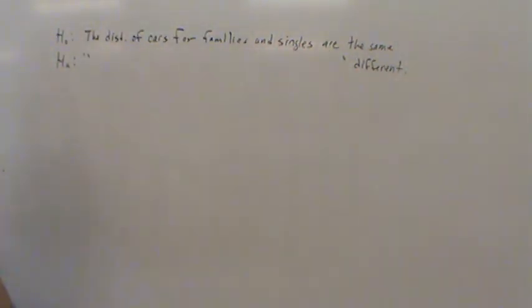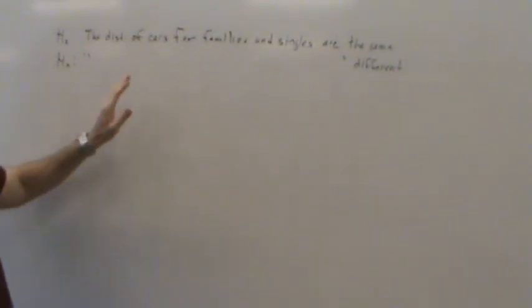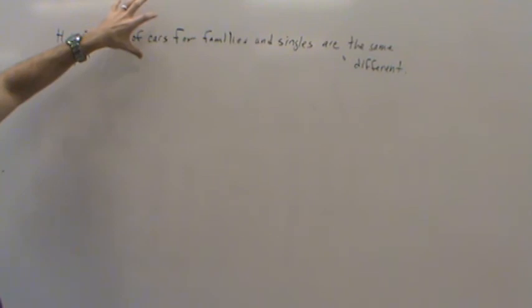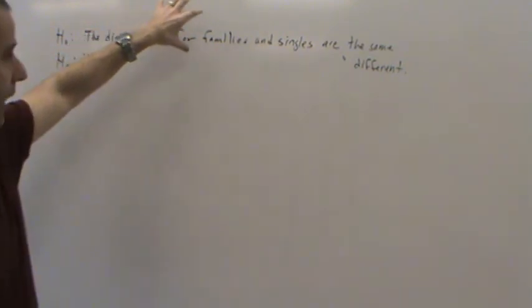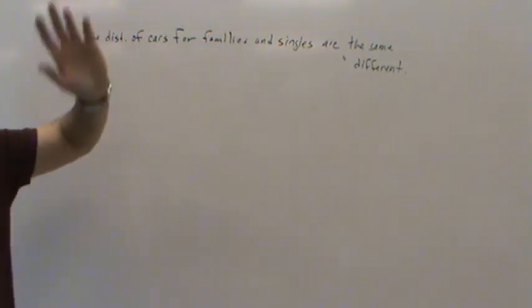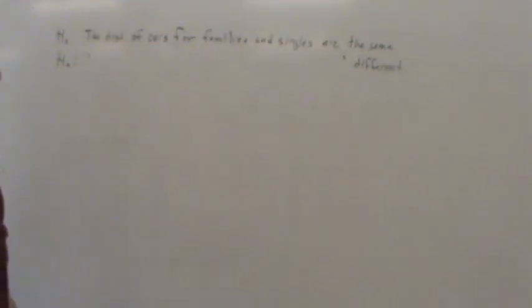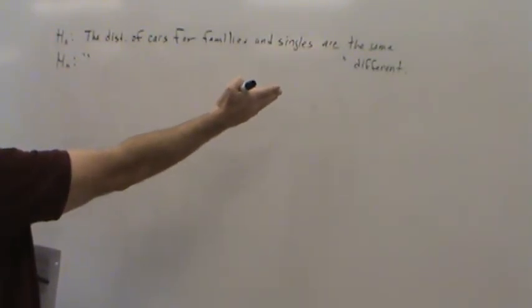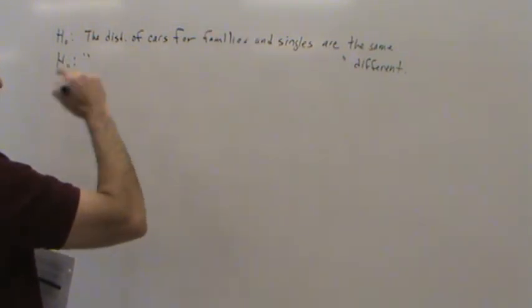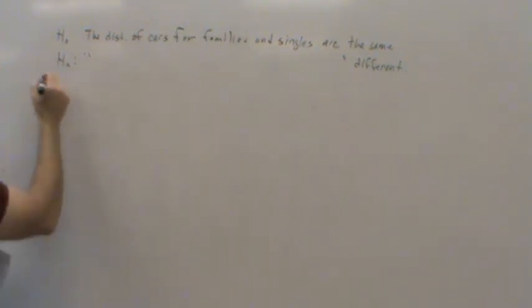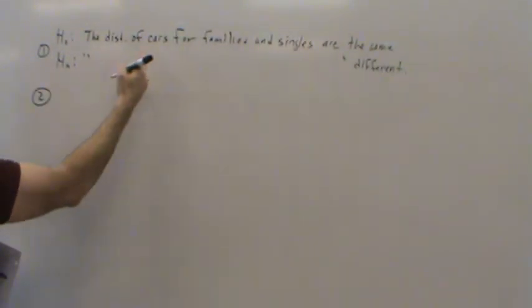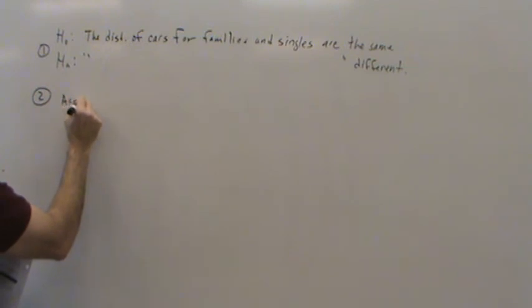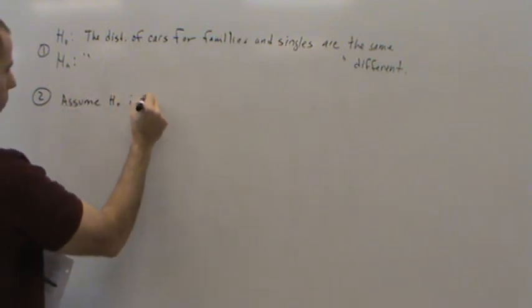Okay? Now, again, we could look at this as the test of independence between make of car, type of car, and type of living situation, whatever you want to say. But again, this is easier to think about, I guess. So anyway, here's the test for homogeneity. Is the distribution of cars the same between these two populations, the population of families and the population of singles? So now step 2 is we're going to assume that they are the same. So assume the null is true.